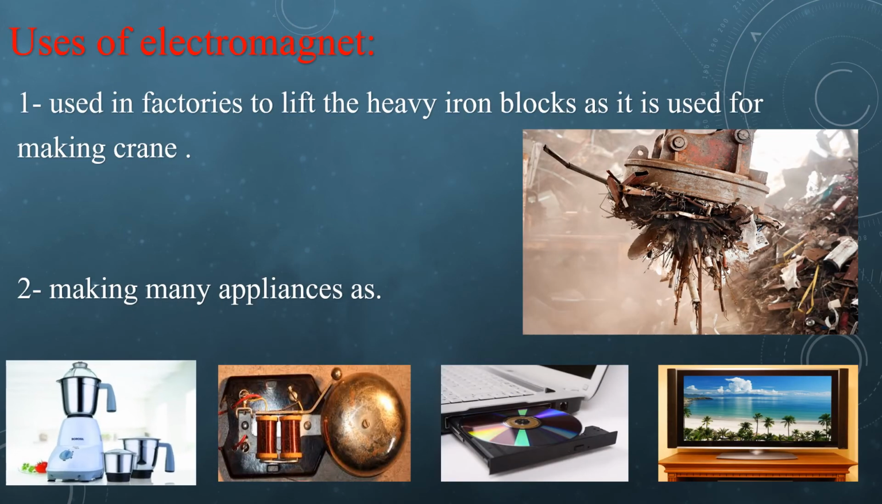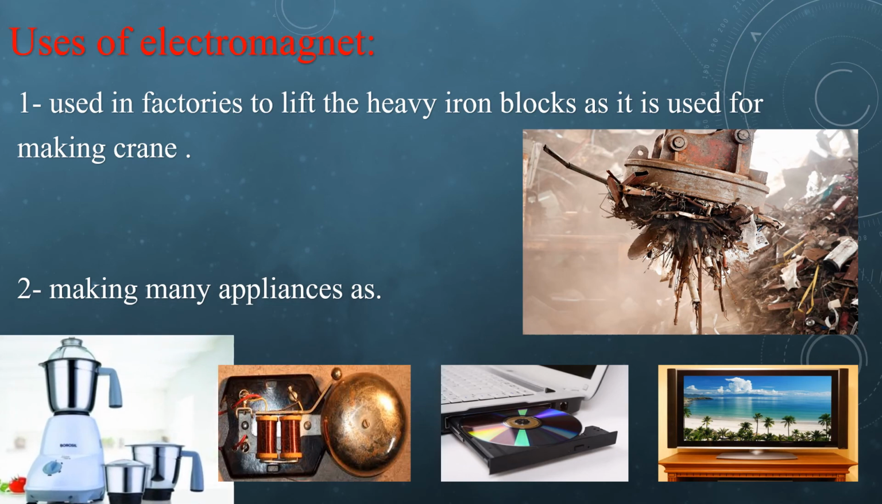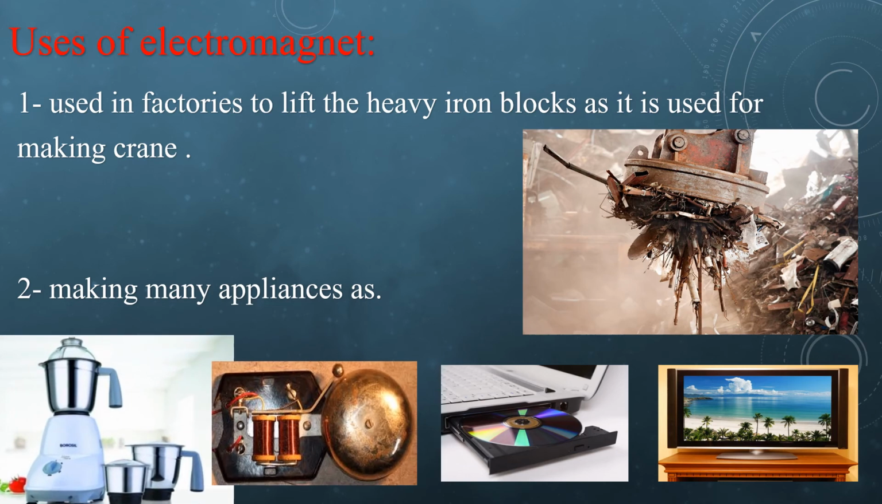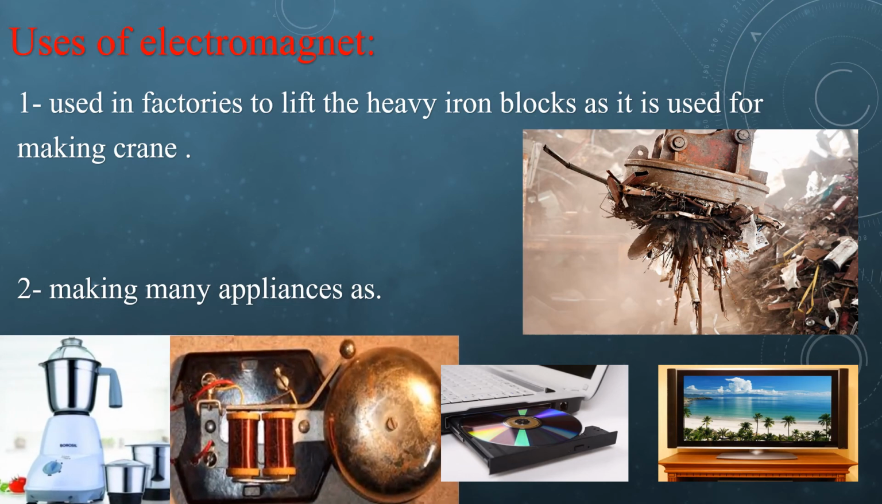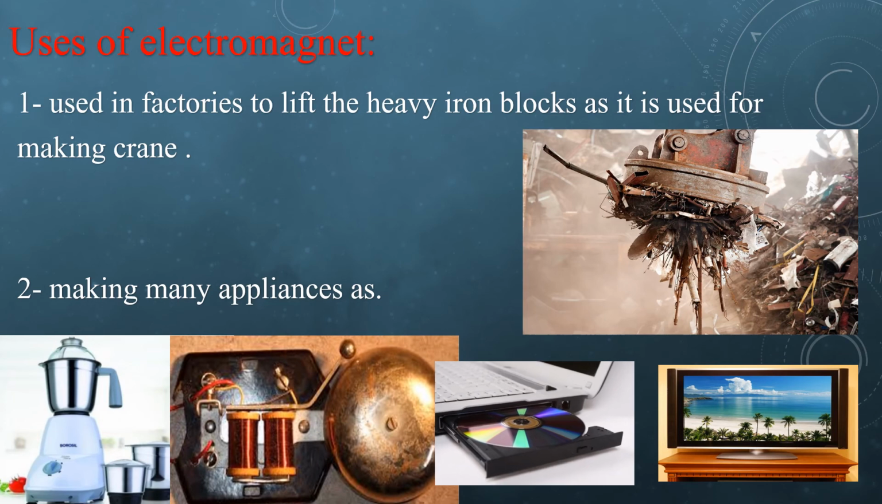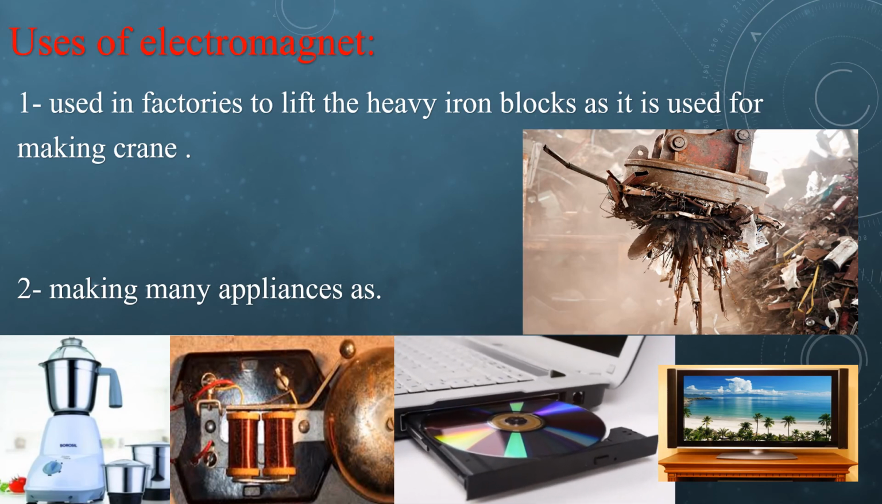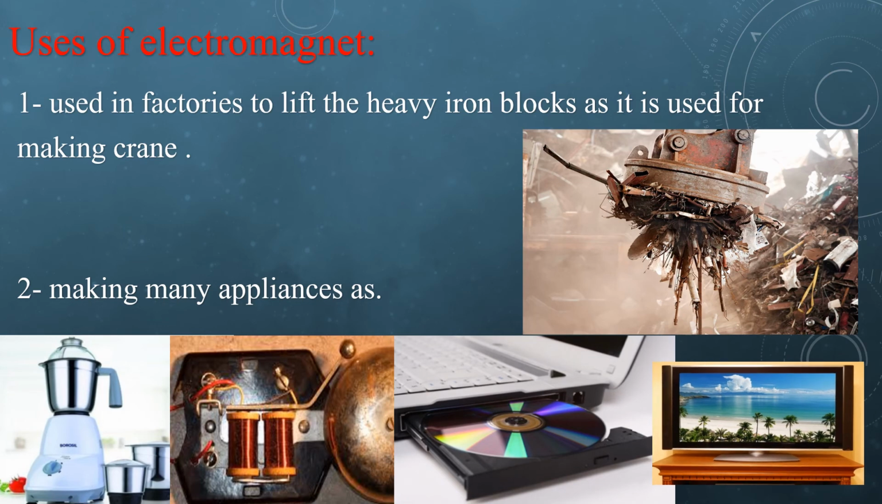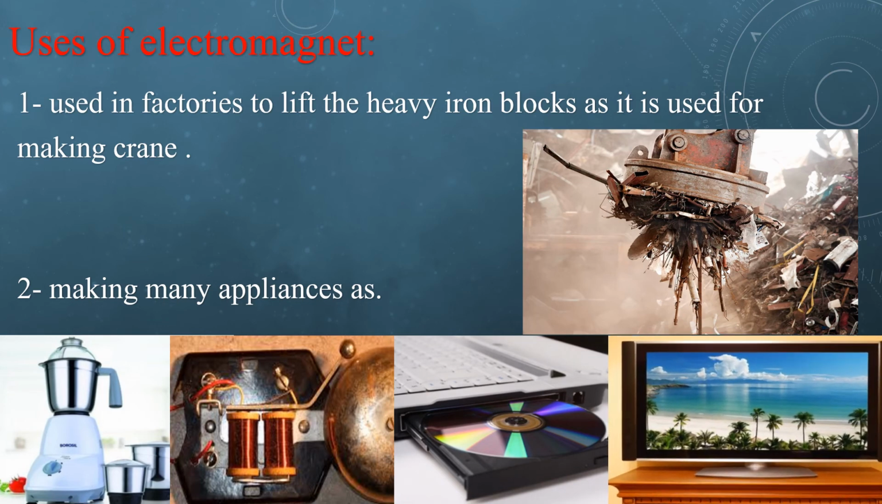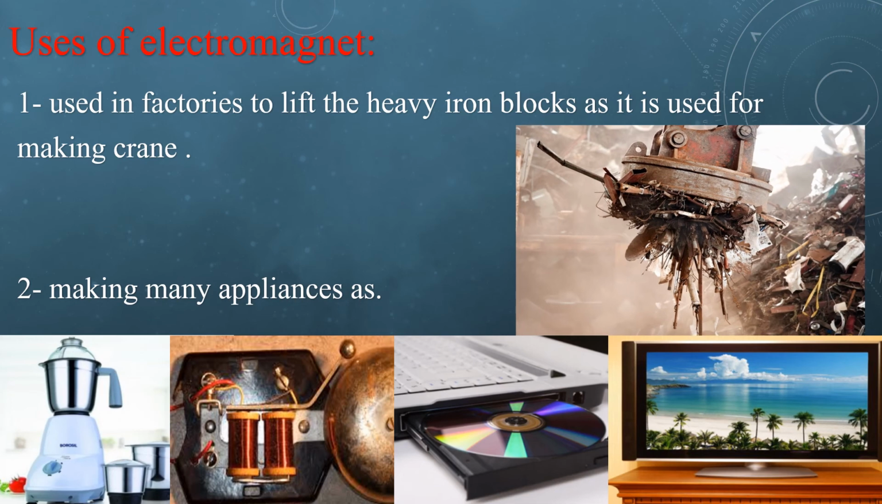Definitely, electromagnets are very important in real life. They are used in factories to lift the heavy iron trash or iron blocks, as they are used in making cranes or winches. Secondly, they're important in making many home appliances like the electric mixer, electric bell, disk drive, and TV.